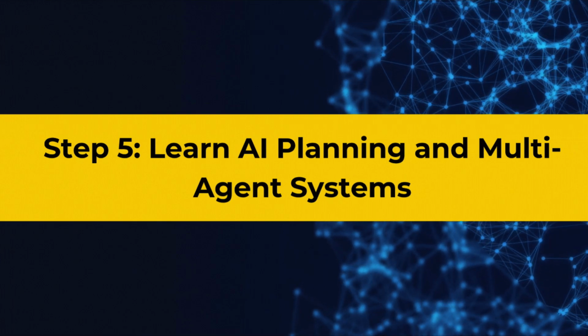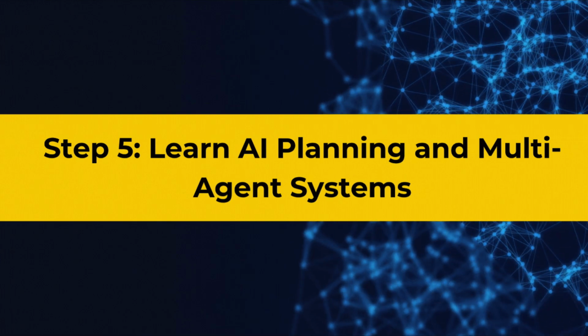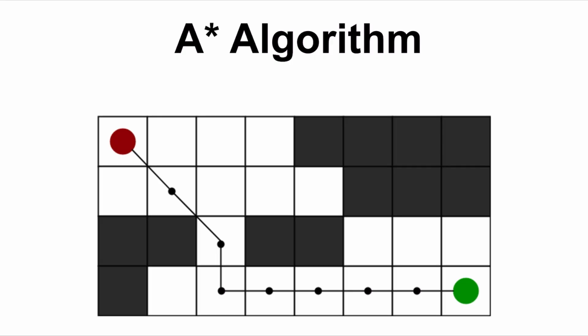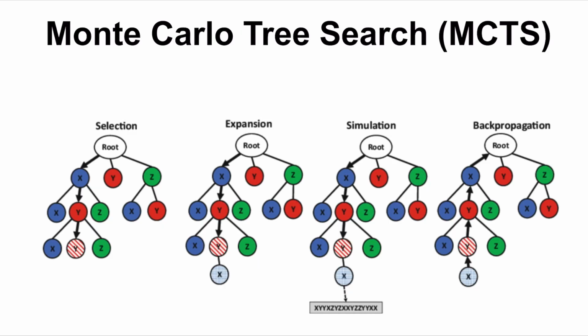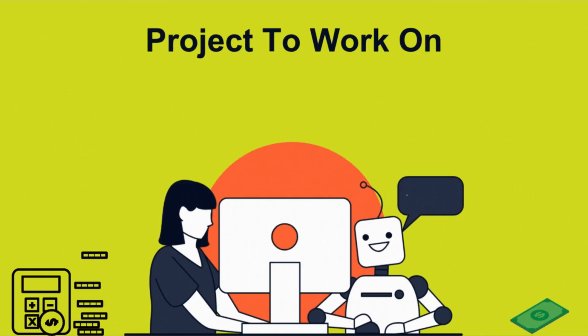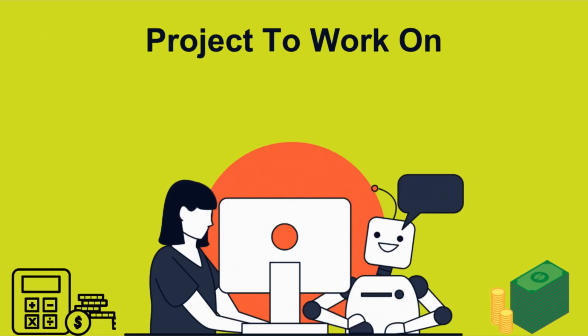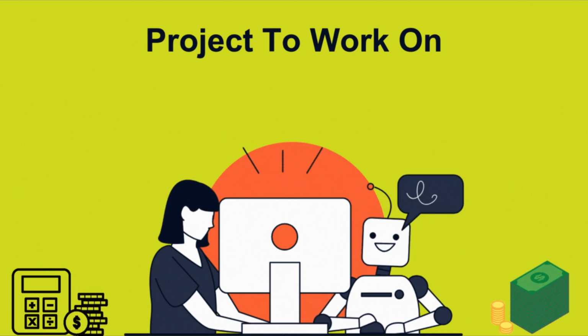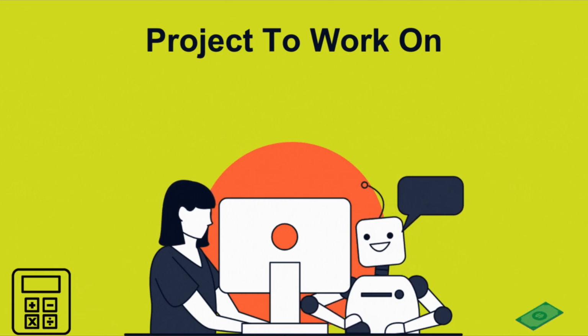AI agents need to plan their next steps, not just react. At this step, you need to learn A-star algorithm used for mapping out the best path to reach a goal. Next is Monte Carlo tree search, helpful for agents trying out multiple possibilities and picking the best one. And the last one is multi-agent systems, where AI agents work together like self-driving cars communicating to avoid crashes. For project, you can build an AI finance advisor that tracks expenses, finds patterns, and suggests saving strategies automatically.